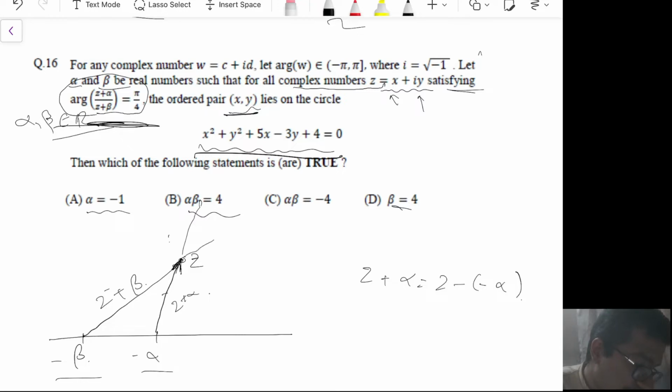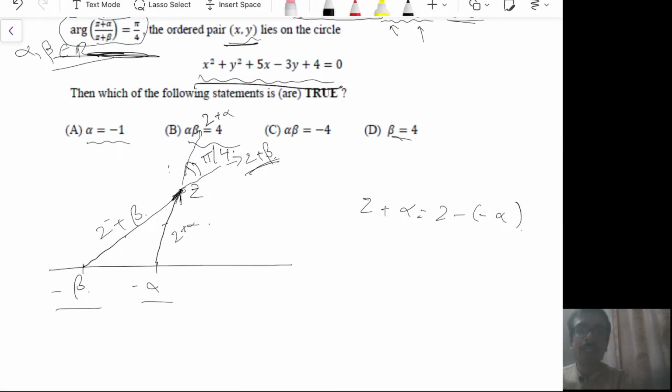And what we know is that the vector z plus alpha makes an angle of pi by 4 with the vector z plus beta, in the anti-clockwise, positive sense, because that's the standard convention. So this was the vector for z plus alpha, this is z plus beta, and the angle between them is now pi by 4 or 45 degrees.